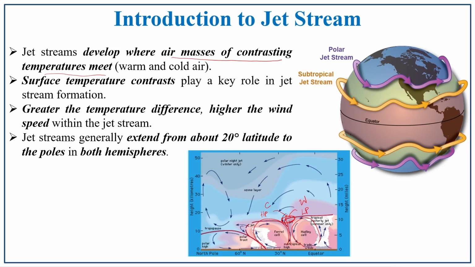Again here also in the Ferrel cell you have high pressure, and in the polar highs you have low pressure. So, warm air from the Ferrel cell and cold air from the polar cell meet together at this point. Again the same characteristics are formed here in this region, that is the polar front region. So, here also you have the formation of a jet stream.